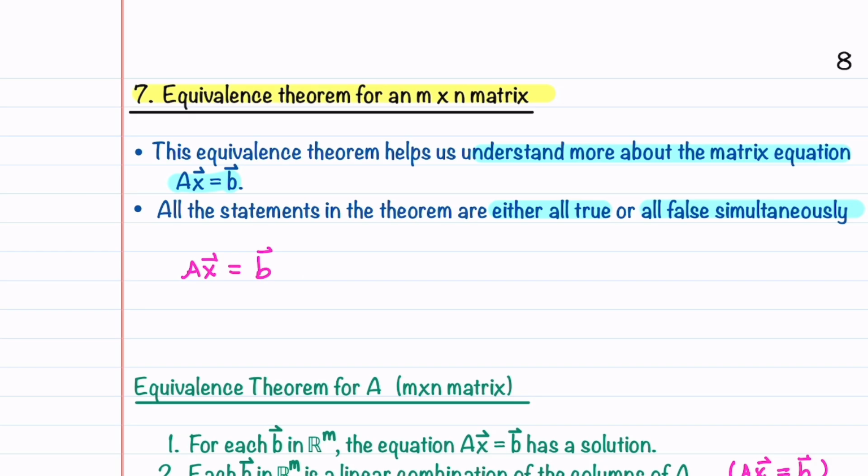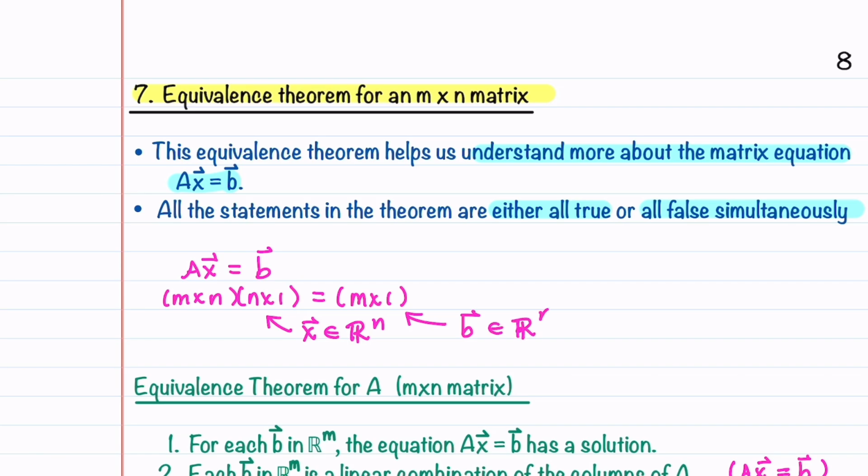We'll understand this theorem better if we first write down the sizes of A, X, and B. Just as a reminder, A is an m by n matrix, which means that X is an n by 1 column vector and B is then an m by 1 column vector. So we say that X is an element of Rn, and then B is an element of Rm.